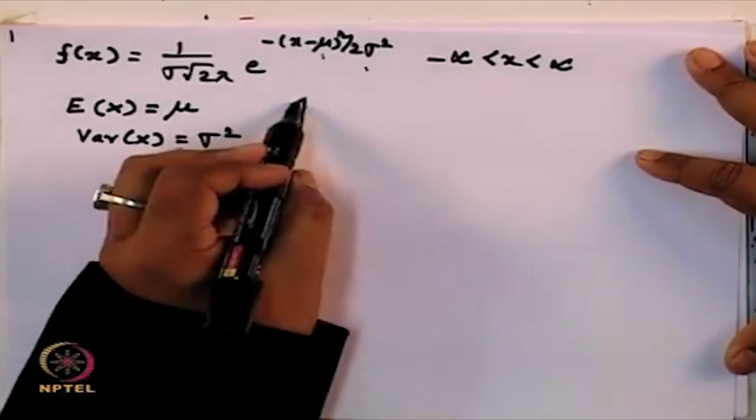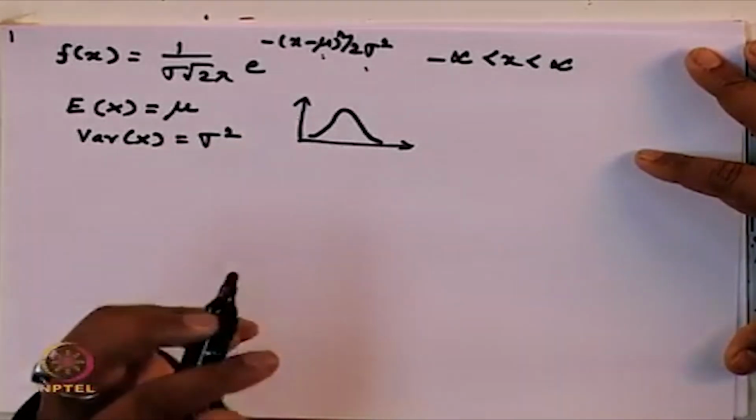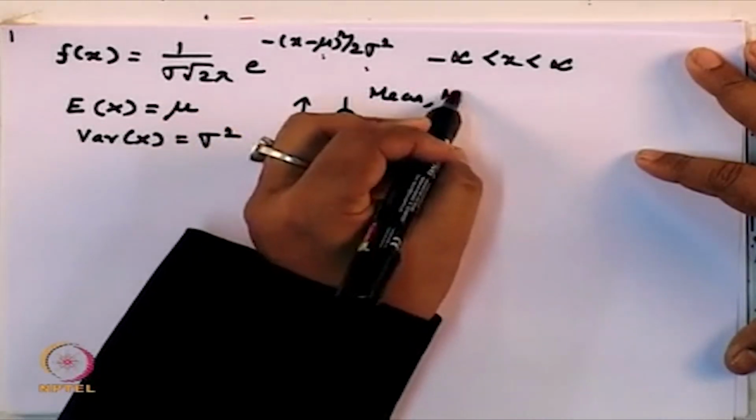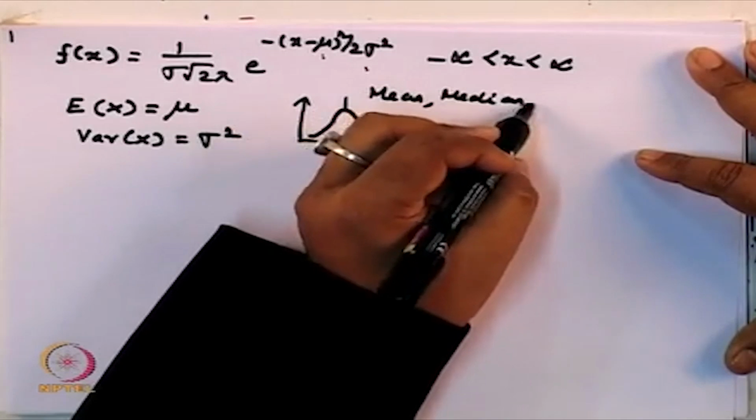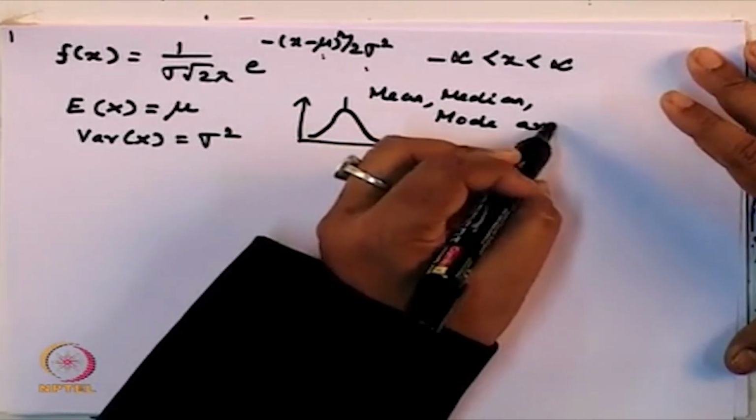Also for a normal distribution, because it is symmetric, your mean, median and mode give you the same value, they are equal.